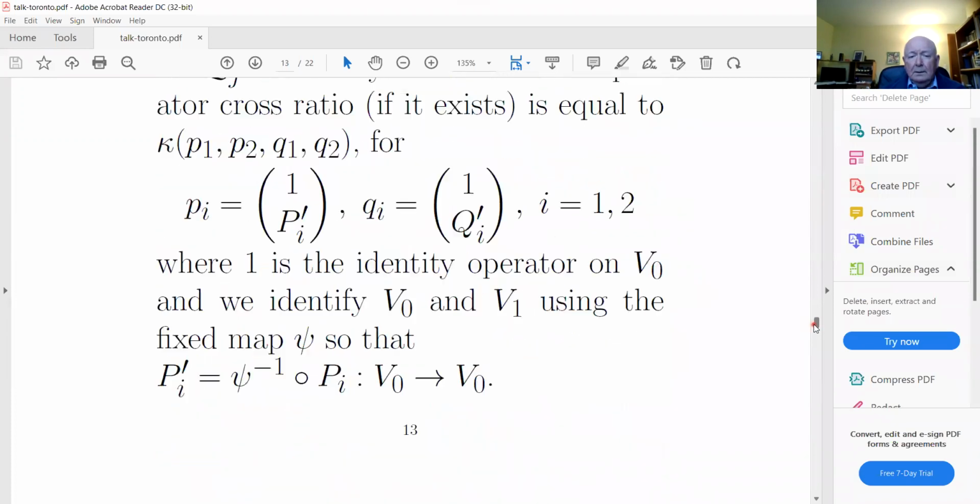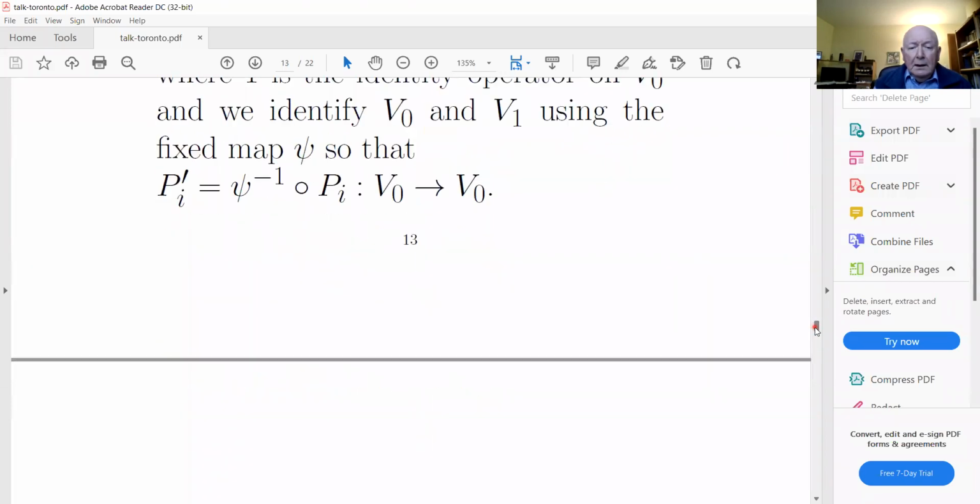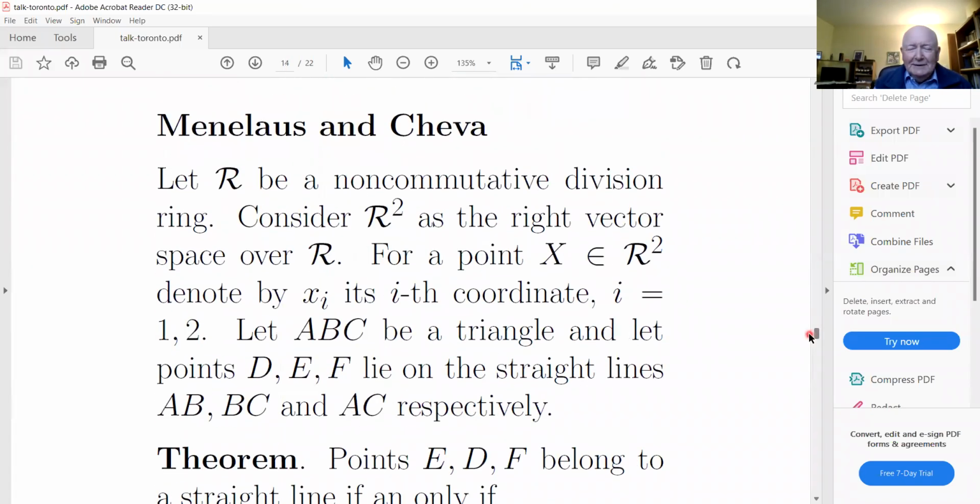Great. Now, since we started to talk about cross ratio, it would be interesting to discuss elementary problems when you have triple ratios. Let me discuss very old stuff, and these are the theorems of Menelaus and Ceva. Suppose R again is a non-commutative division ring, and consider R^2 as a right vector space. Suppose you have just a triangle ABC.